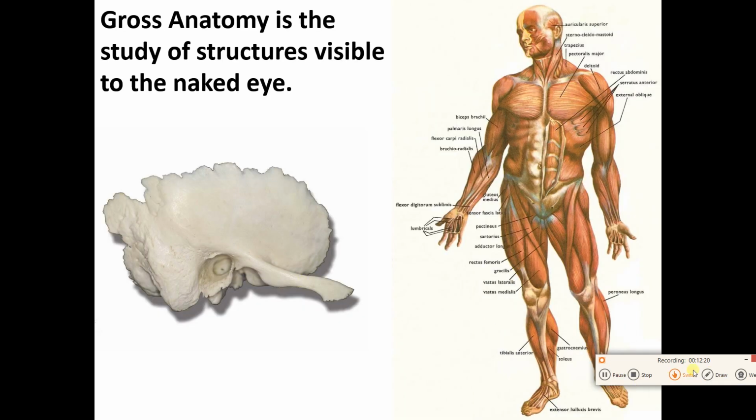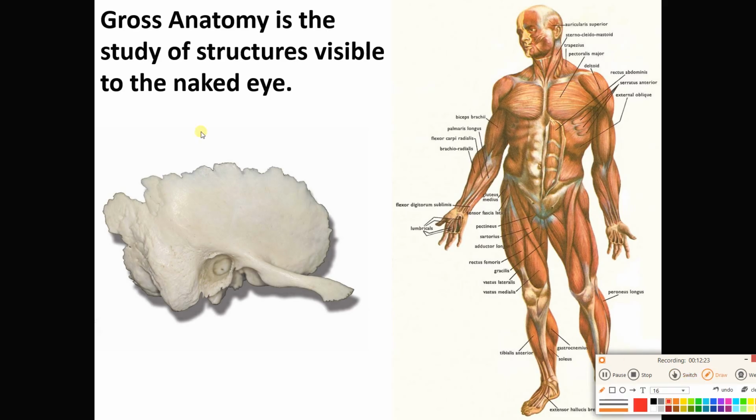Now, the word gross in gross anatomy is not like, ew, disgusting, gross. It is gross in the terms of something being big. You speak French or German, you know that meaning that word can have. Think about your gross income versus your net income, right? The gross is the bigger one. So gross anatomy is the study of structures visible to the naked eye.